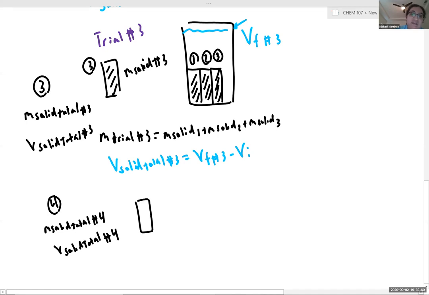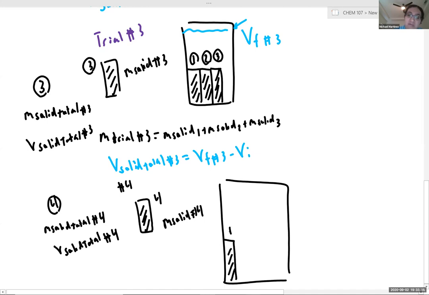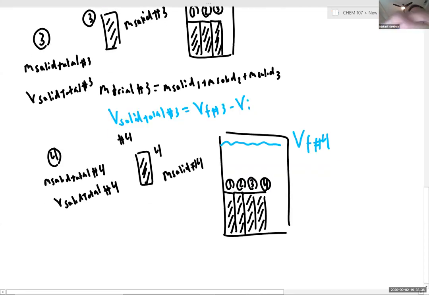So to do that for trial number 4, we're going to have our fourth and final metal piece. We're going to record the mass of our fourth metal piece by difference. And then we're going to have all 4 of our metal pieces in our graduated cylinder. The water level will rise even further, and we're going to record the final volume for trial number 4. The mass for trial number 4 is the total mass of all of our pieces.